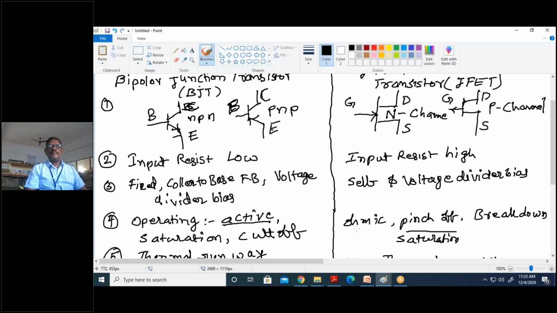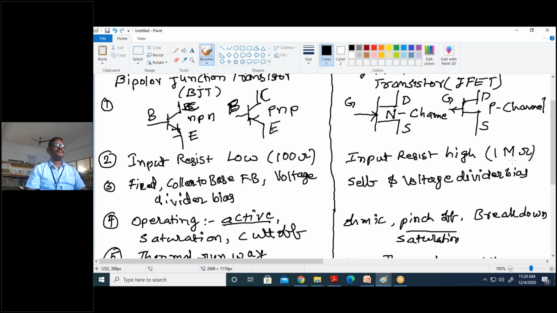BJT base to emitter is forward bias, so it acts as a low resistance, less than 100 ohms. In JFET, gate to source is every time in reverse bias, because JFET operates in depletion mode, so the reverse-biased PN junction acts as a high resistance. It is more than 1 megaohm.